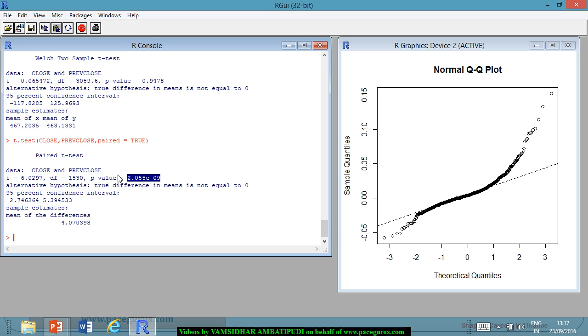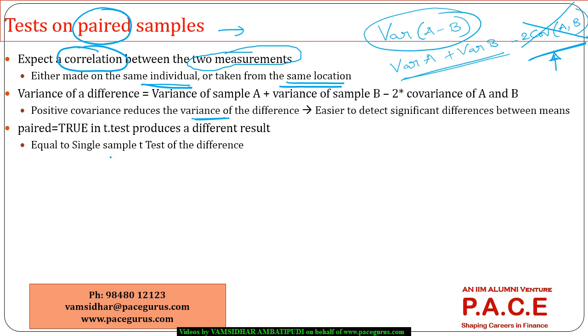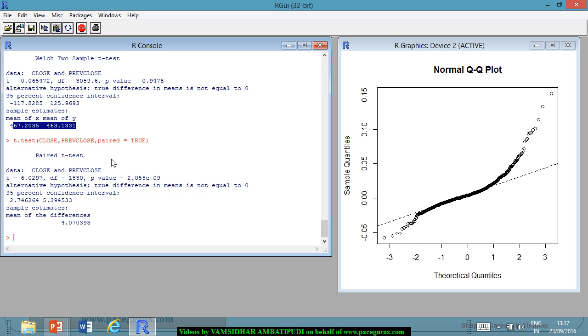Earlier it was saying that the differences were not significant between the two means, because it had assumed that both of them are independent. But here it did not assume them to be independent. Here it has taken them to be dependent, which means it has taken the difference between the pairs, and on those differences between the pairs, a single sample t-test has been performed.